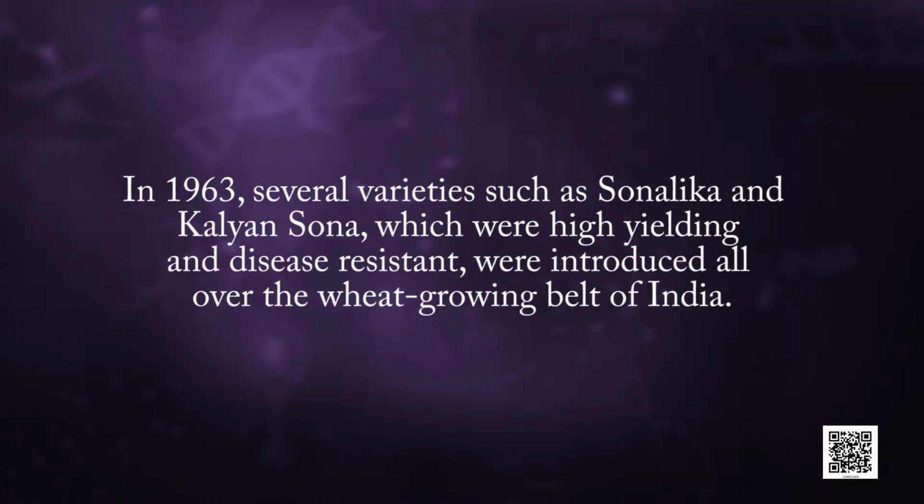Students, famous Nobel Prize winner Norman E. Borlaug, at the world famous institution, the International Center for Wheat and Maize Improvement in Mexico, developed this semi-dwarf variety of wheat. In 1963, several varieties such as Sonalika and Kalyan Sona, which were high yielding and disease resistant, were introduced all over the wheat growing belt of India.